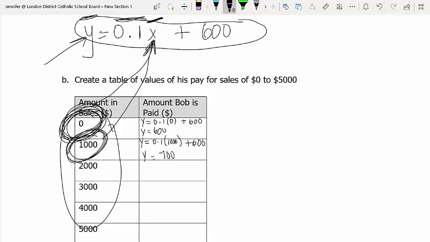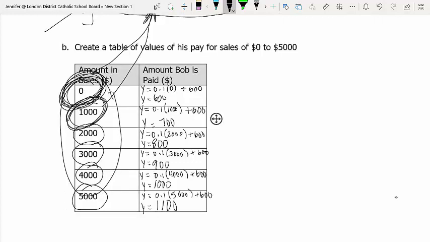Okay, please fill this out for the rest of the chart. All you're doing is taking the X value one at a time and plugging it into the X spot in the equation to figure out how much Bob is paid. Okay, so I've filled out the rest of the table. We now know the amount that Bob would be paid based on the appropriate amount in sales.